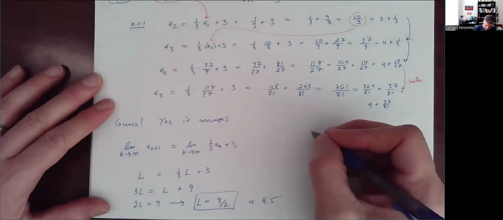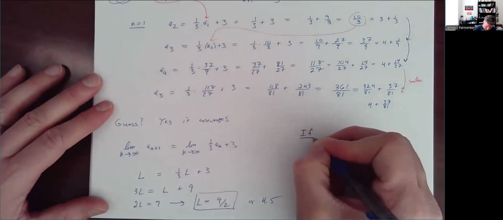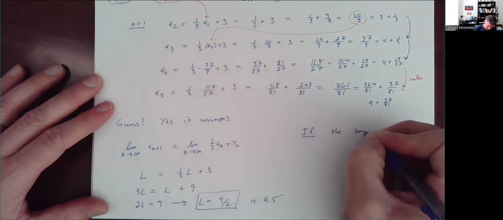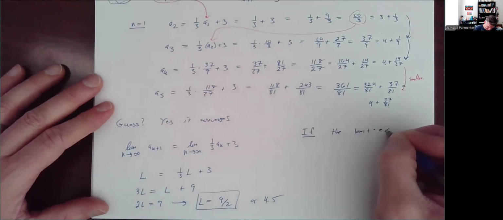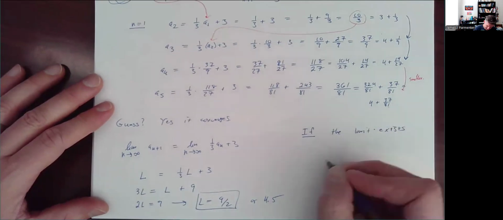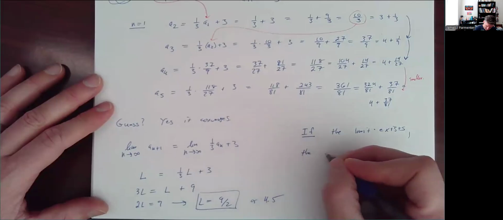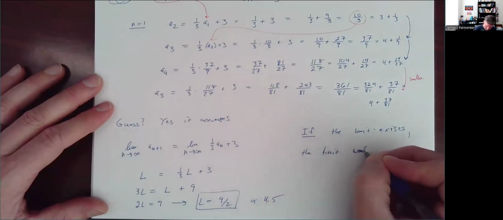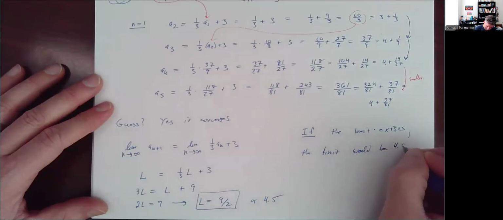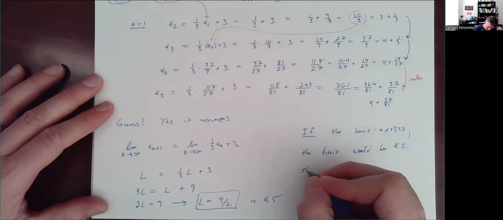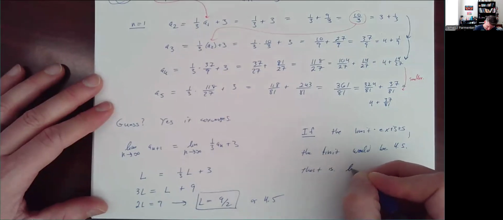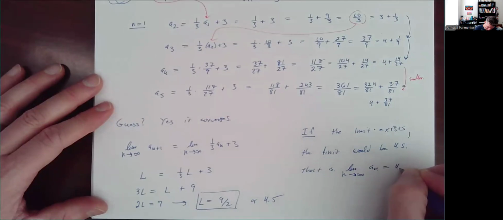Cool. So if the limit exists, because we don't actually know it exists, we just know that this is what it would have to be if it existed, the limit as n goes to infinity of a sub n would equal 9/2.